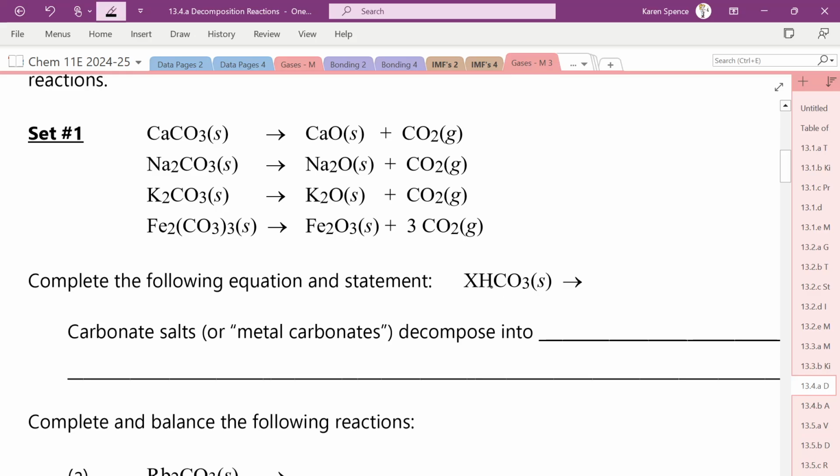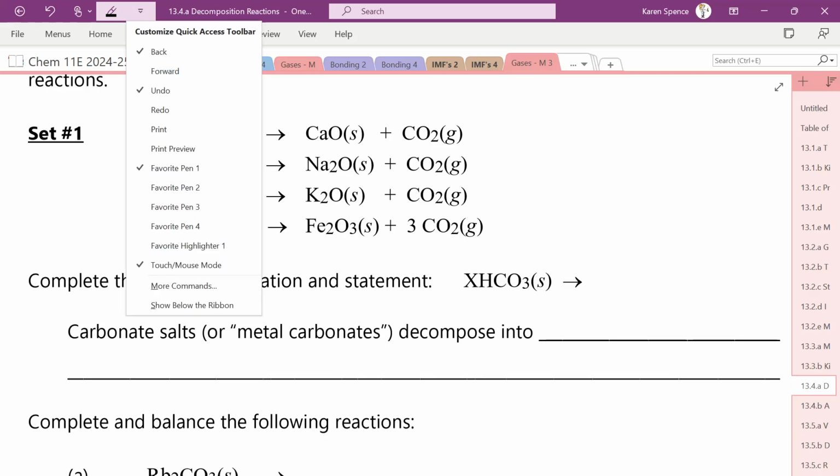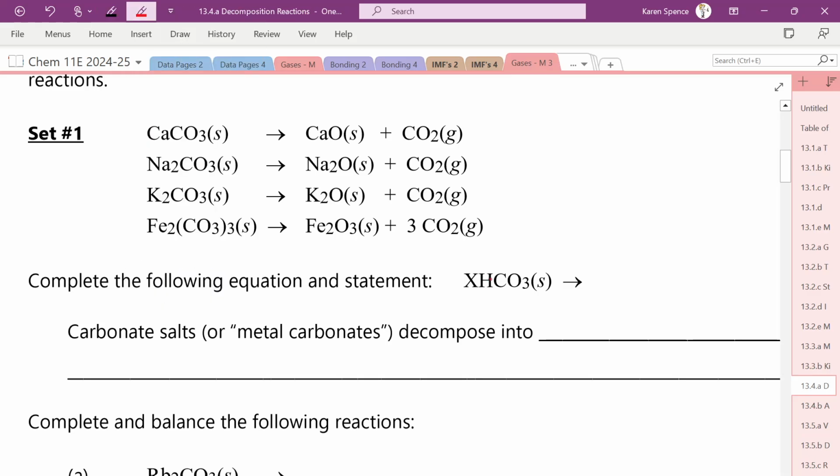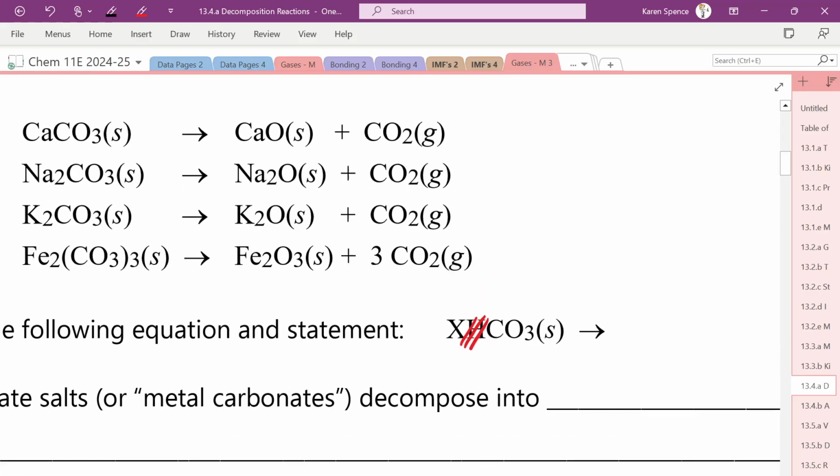Oh, this should not have an H in it. This is a mistake. Okay, that should just have a CO3. So it's not bicarbonate. It should just be carbonate. Okay, so let us take a look at these reactions and let's just predict what we should get for our product. So take a look at that. See if you can predict what the product should be.